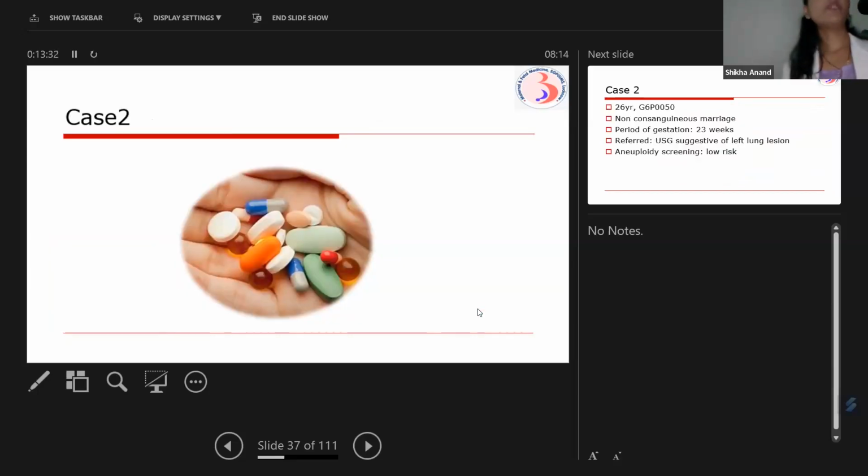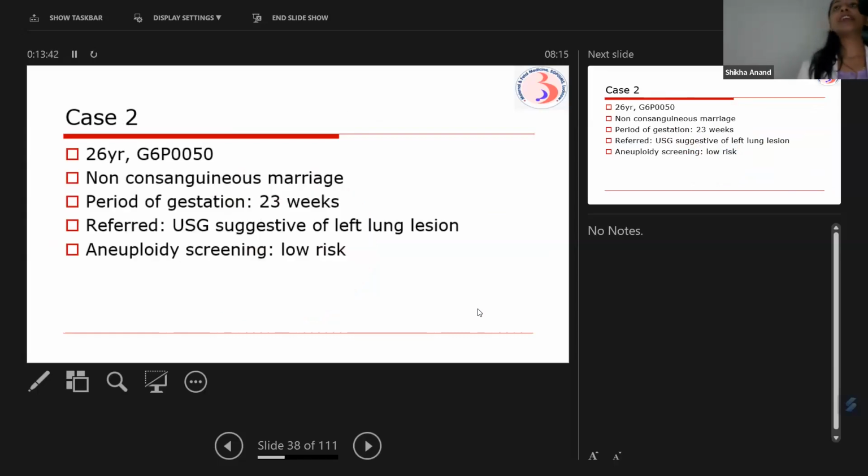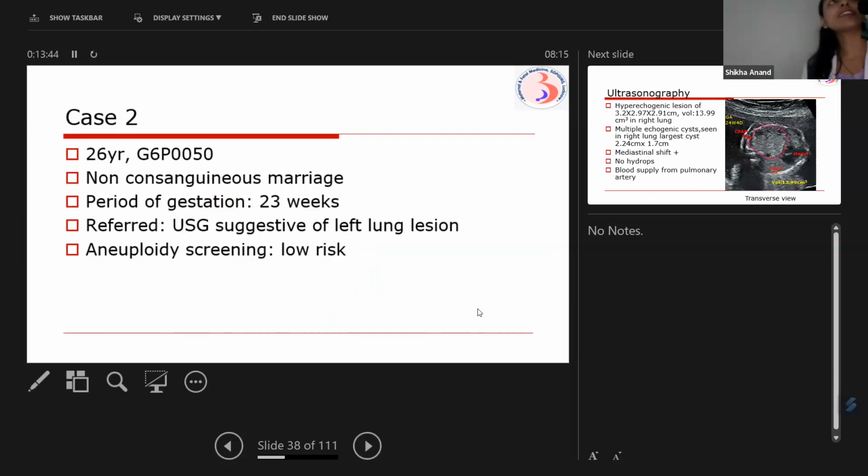Now we'll look at the role of medical therapy in congenital lung lesions in our next case. So our next case is a 26-year-old, 6th gravida with 5 spontaneous losses, who presented at our department at 23 weeks with ultrasound suggestive of a left lung lesion. Aneuploidy screening was done outside, and it was low risk.